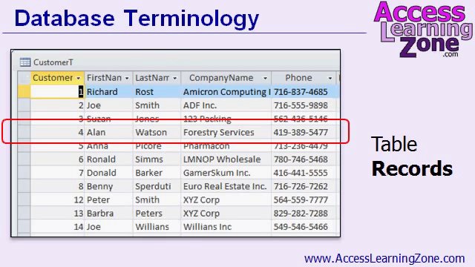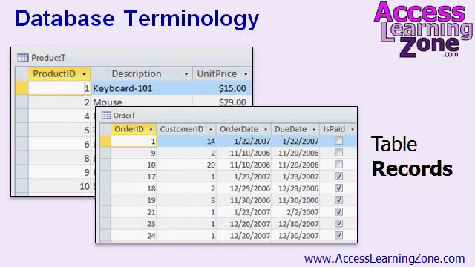All of the data concerning one item is stored in a record. Each record consists of every field of data for that item. In this customer table, for example, each record represents one customer. Here, I have highlighted one customer, Alan Watson, in red. You can think of a record like a row in an Excel spreadsheet.